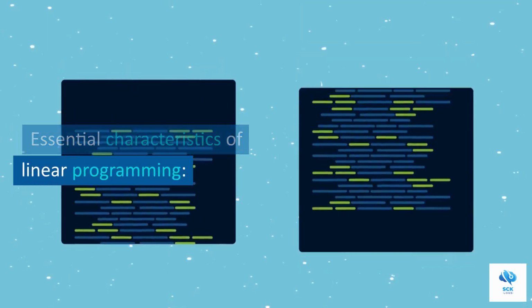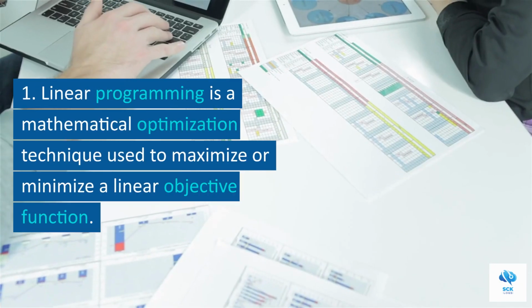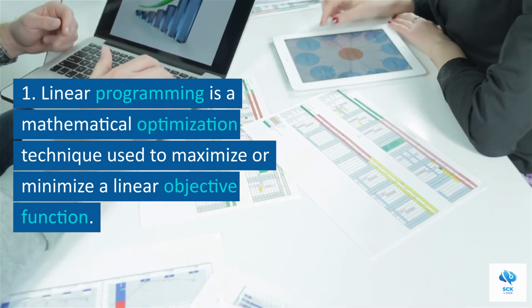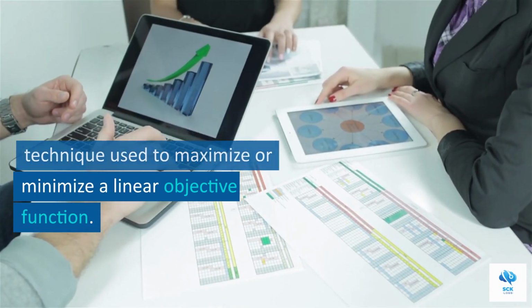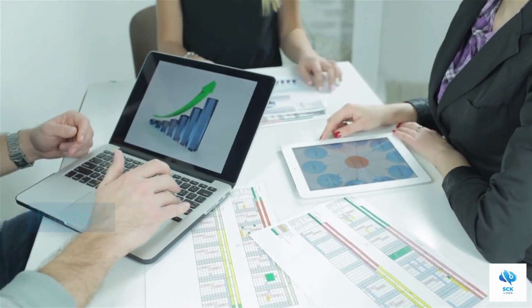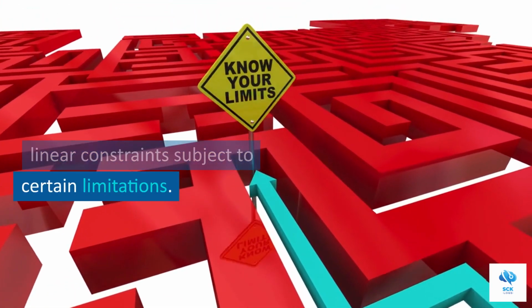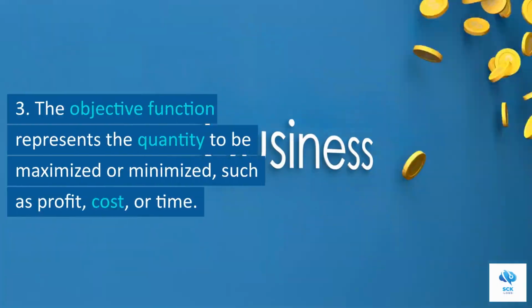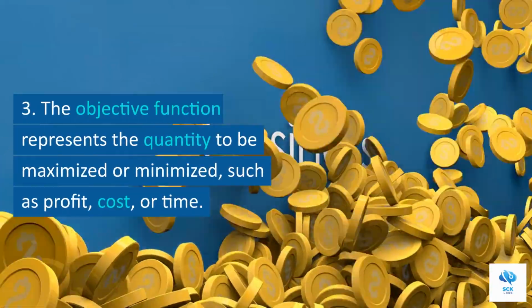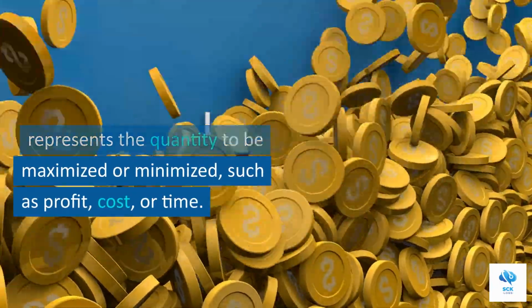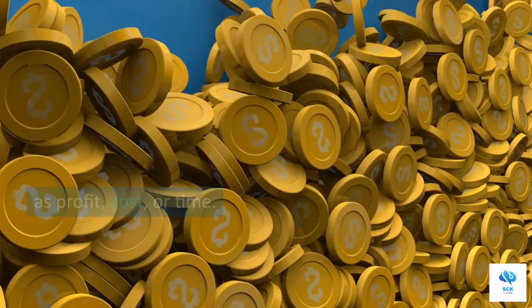Essential characteristics of linear programming. 1. Linear programming is a mathematical optimization technique used to maximize or minimize a linear objective function. 2. It involves optimizing a set of linear constraints subject to certain limitations. 3. The objective function represents the quantity to be maximized or minimized, such as profit, cost, or time.